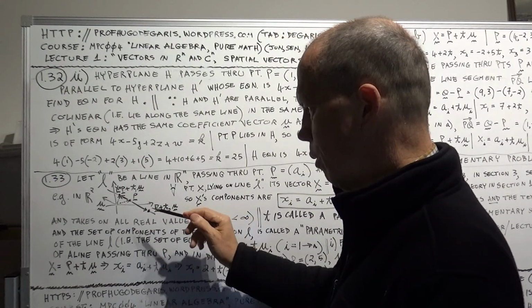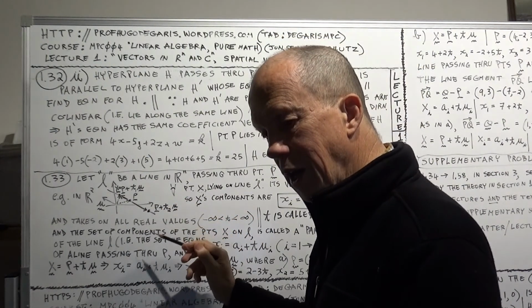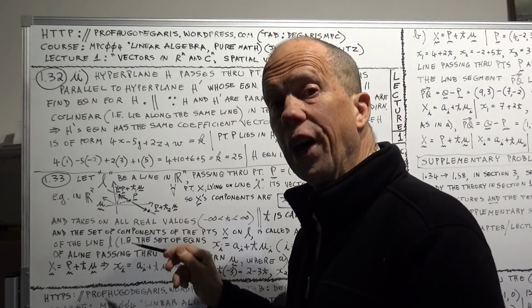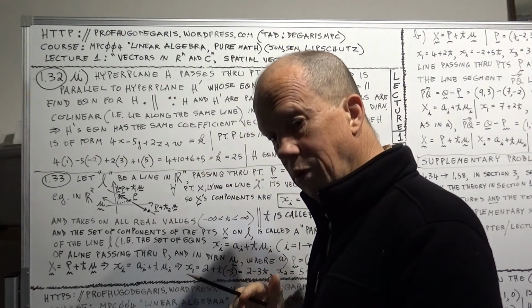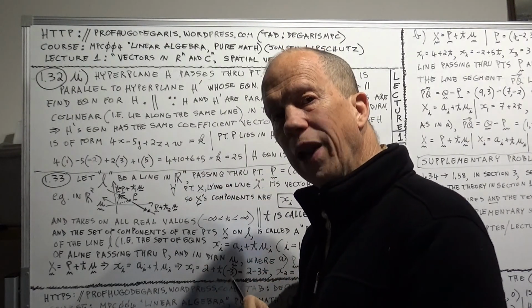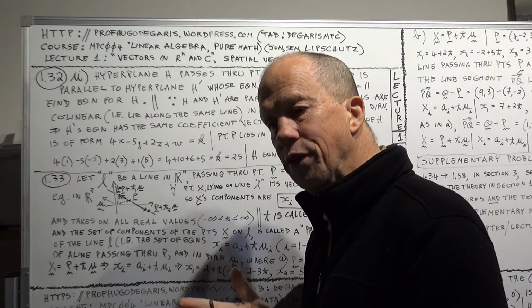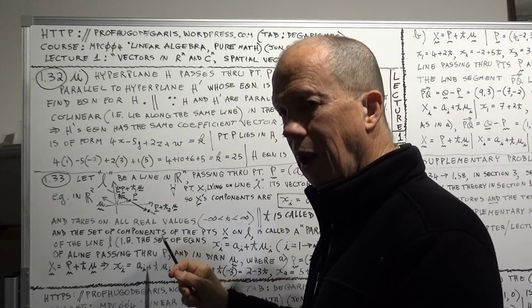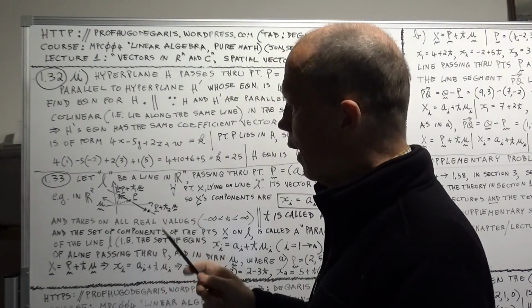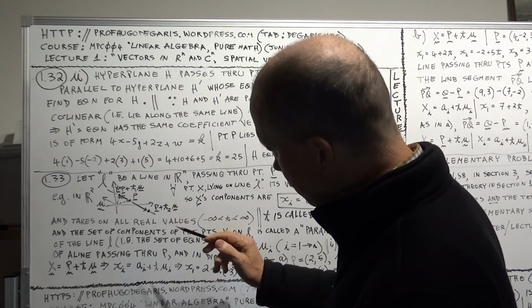Now, what we're trying to do is find an equation for the line. Earlier, a couple of questions ago, we were finding hyperplane equations, so an equation for a plane, a flat surface. But here we're talking about a line. We're trying to find an equation for the line. Well, watch.